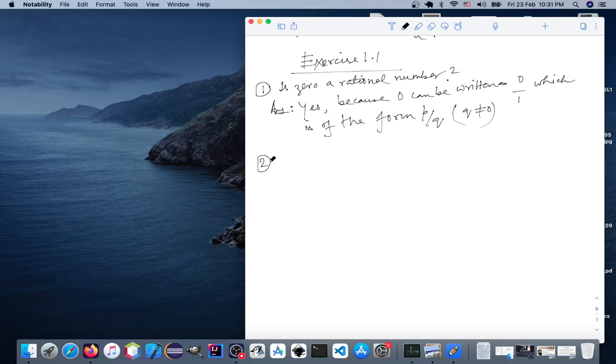Question number 2 says, find 6 rational numbers between 3 and 4. So by using the formula that (r plus s) by 2 is a rational number between r and s, we will use that.